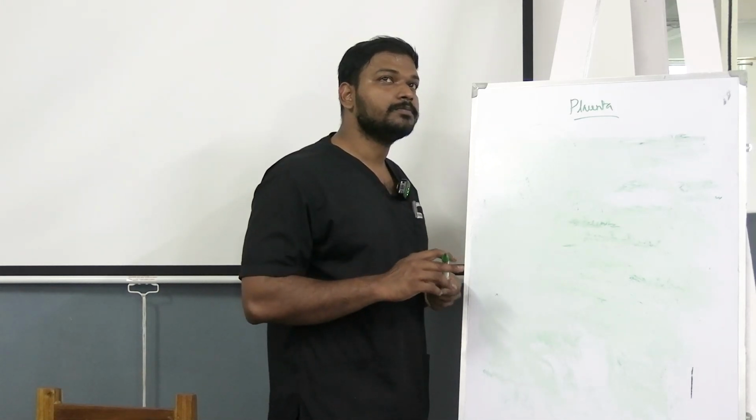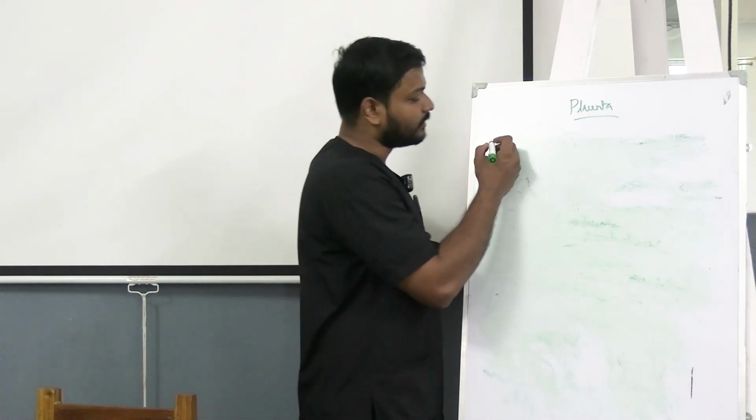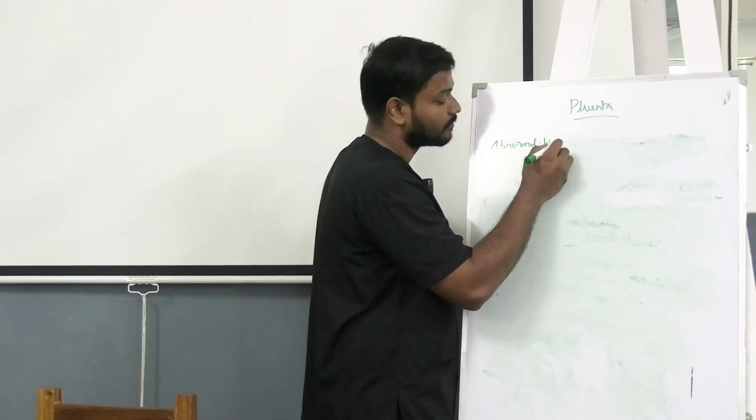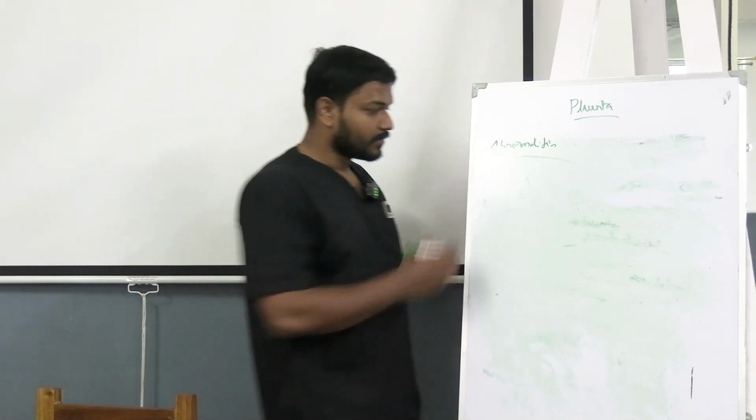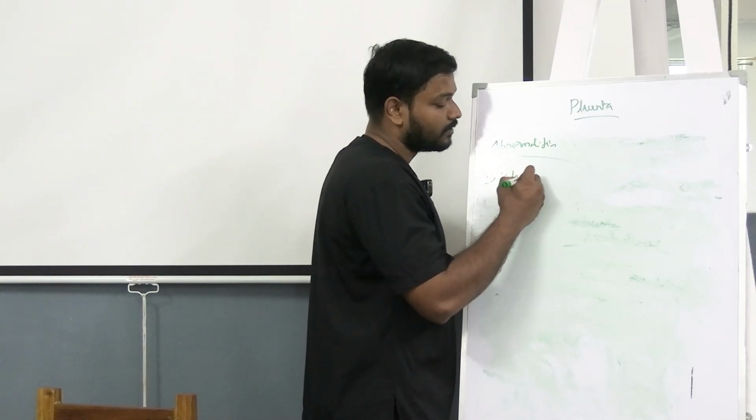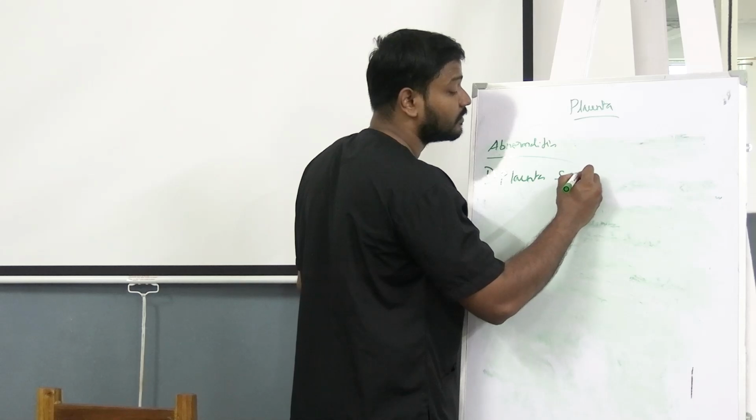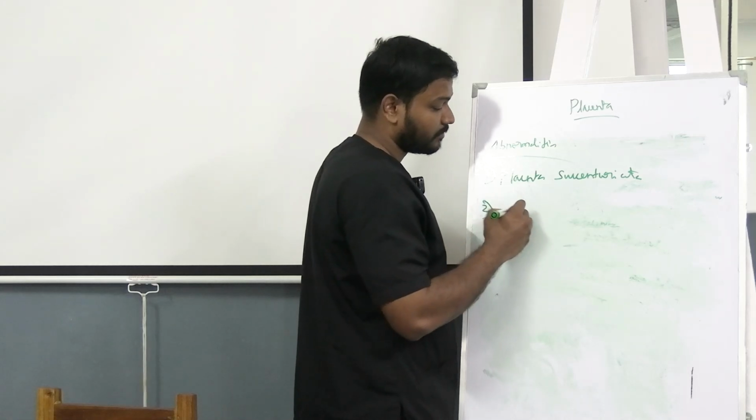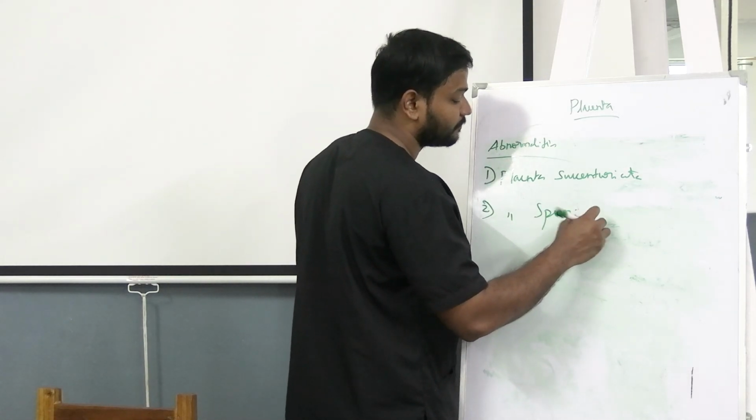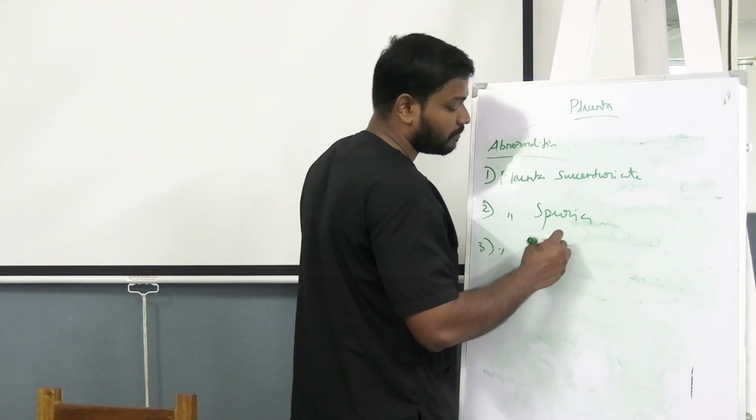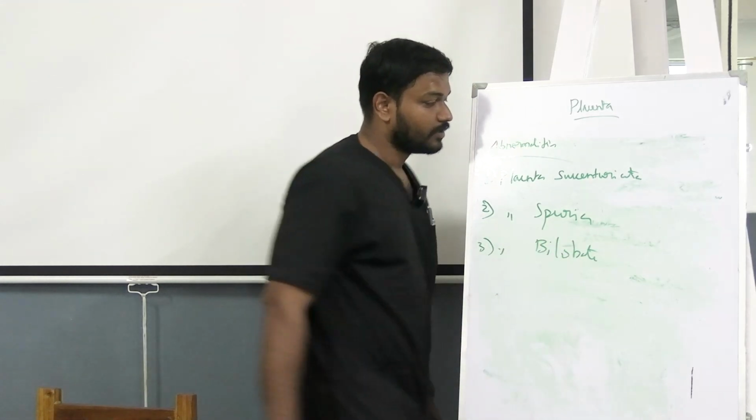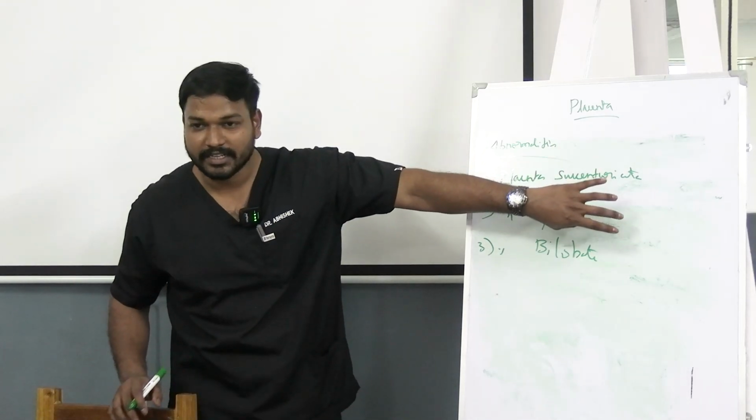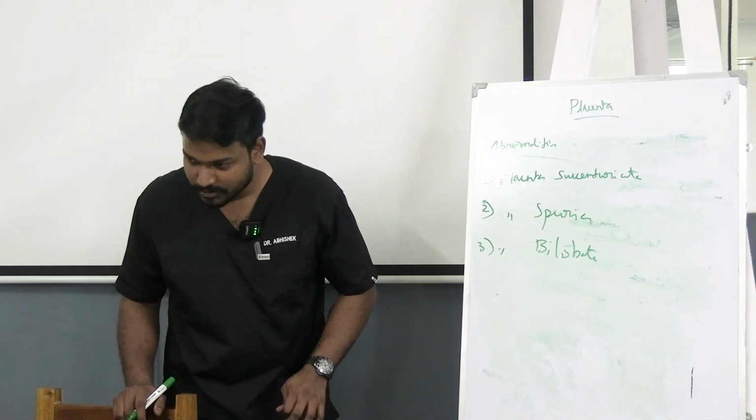Now we'll go to placental abnormalities. Placenta succenturiata, placenta spuria, bilobate. Tell me, what is placenta succenturiata? What does succenturiata mean? Successive.